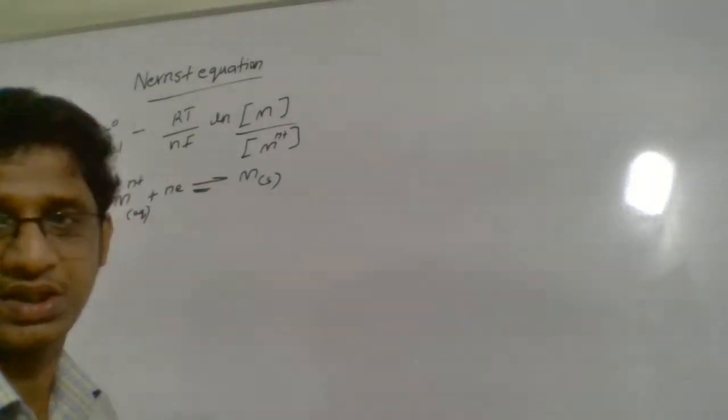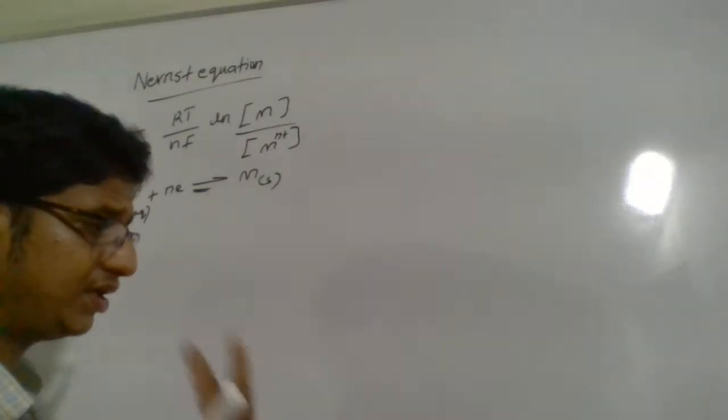Here, R is the universal gas constant, 8.314 joule per Kelvin per mole, and n is the number of electrons involved in the reaction, and F is Faraday's constant, equal to 96500 coulomb. The concentration of metal we are arbitrarily taking as unity.